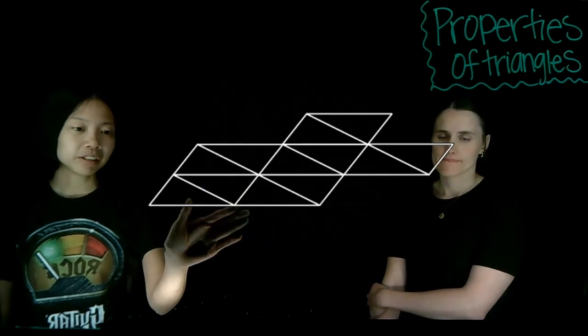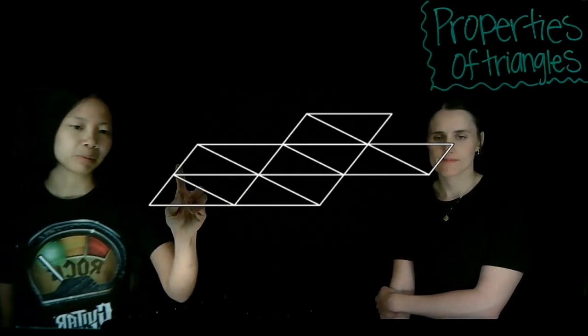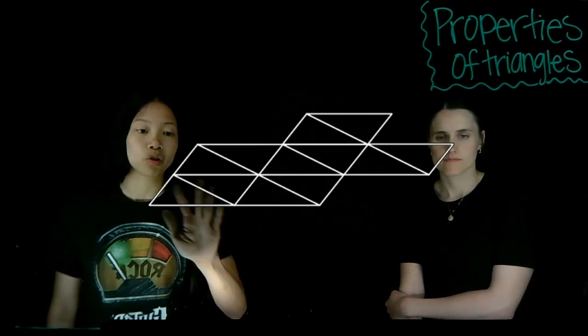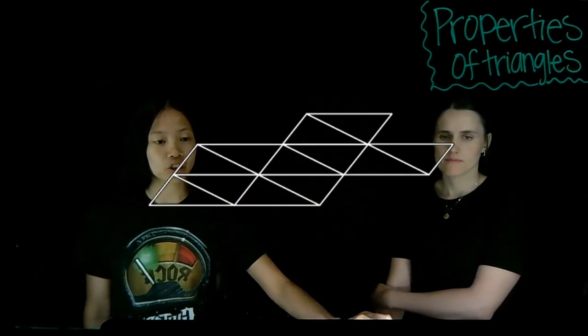We got this tile pattern right here. It's a little bit more complex because we split each parallelogram in half along the diagonal here, and so we have a bunch of triangles here. Let's see if we can find any relationships between these.